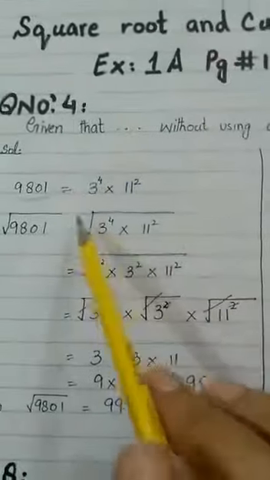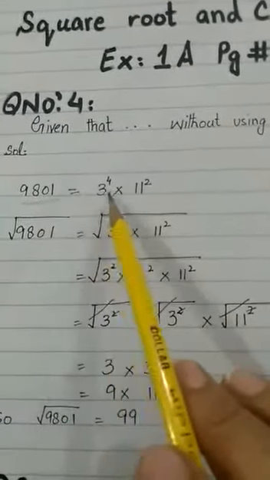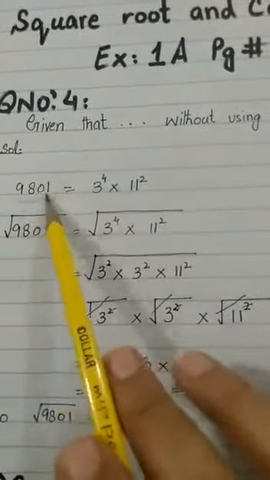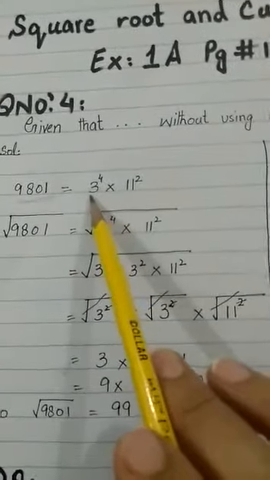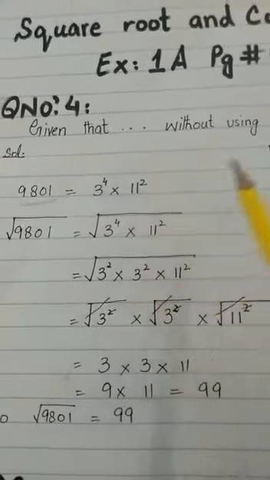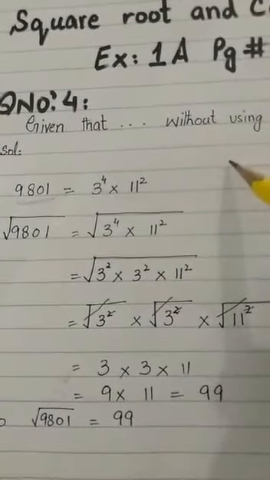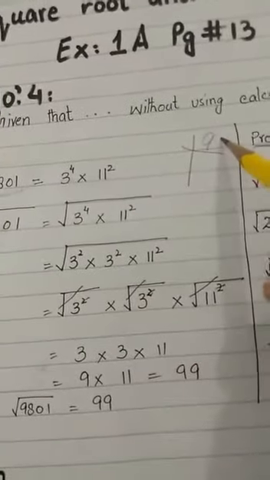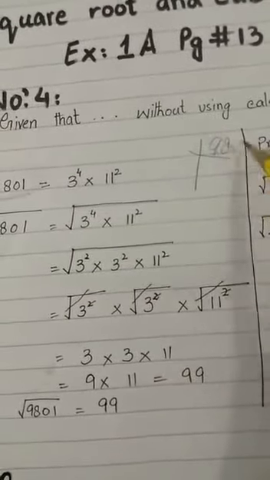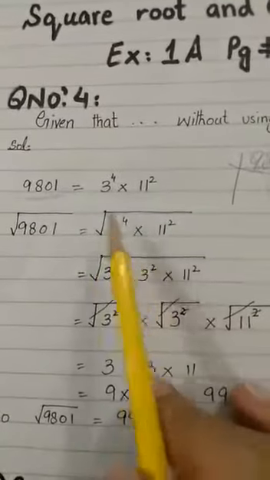Okay. It is very obvious that you are given the prime factorization of 9801, means 9801 is given to you in this question in factorized form. So there is no need to find the factors of 9801 like this by table method. There is no need. Okay, next.